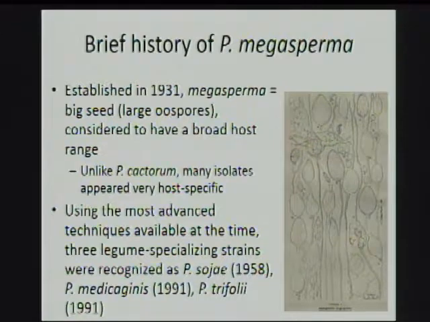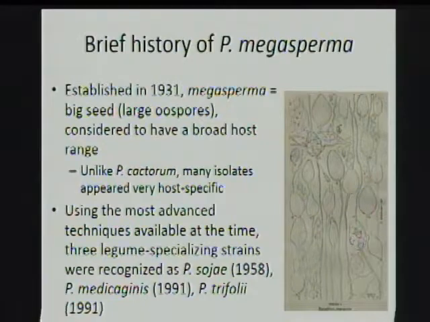One more example, just because it's relevant to this story, and then I'm done, I promise. Phytophthora megasperma is another species that was described based on distinctive morphology. The megasperma means big seed. It has the oospores, which are the sexual spores of Phytophthora. It has huge oospores.